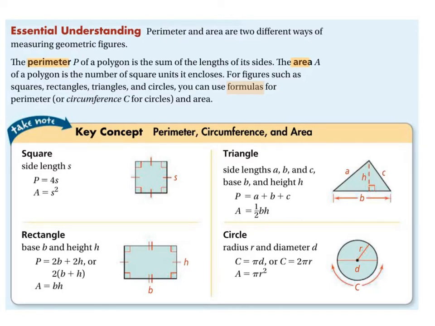And for a circle, we call the perimeter the circumference, okay? So you're saying pi times the diameter. Another way of saying it is 2 times pi times the radius, because the radius times 2 is the diameter. So this d here goes with this 2r here, okay?